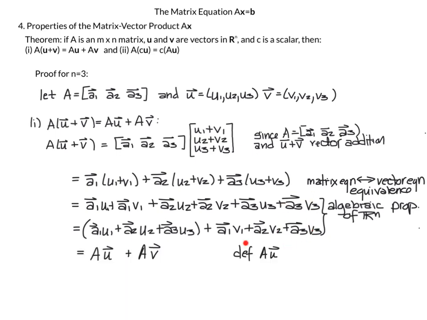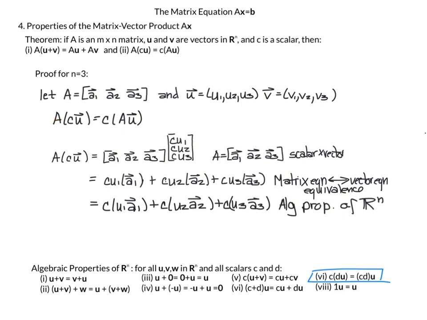And finally, just looking at the definition of my matrix times a vector, this here is just equal to the matrix A times the vector U, and this here is equal to A times the vector V. So I have proven that A(U plus V) is equal to AU plus AV.